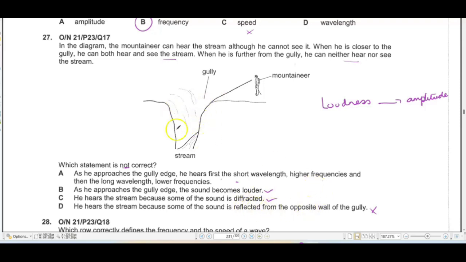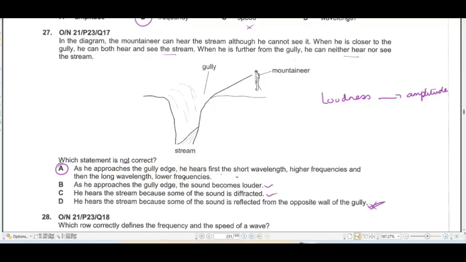So sound is reflected and he can hear it. So this is also correct. I mean, this is correct. So the only thing which is not correct is A, because he can't hear the short wavelengths and higher frequencies and all this. This is not going to change, na? So that is why A is not correct.